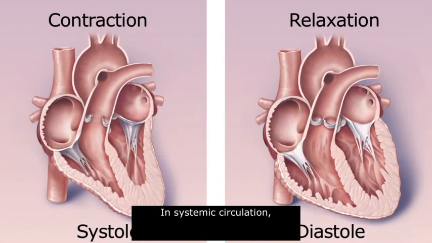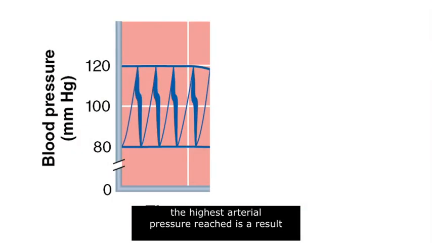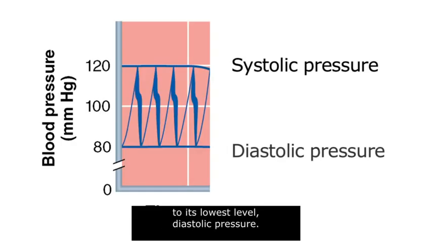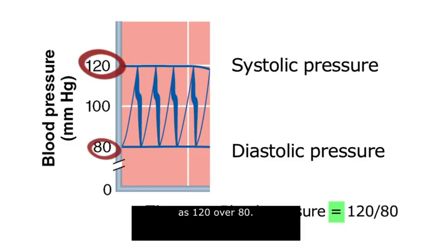In systemic circulation, the highest arterial pressure reached is a result of ventricular systole and therefore called systolic pressure. During diastole, the arterial pressure drops to its lowest level, diastolic pressure. Blood pressure is expressed in millimeters of mercury, abbreviated mmHg, and is reported as systolic pressure over diastolic pressure. In this graph, the blood pressure is recorded as 120/80.